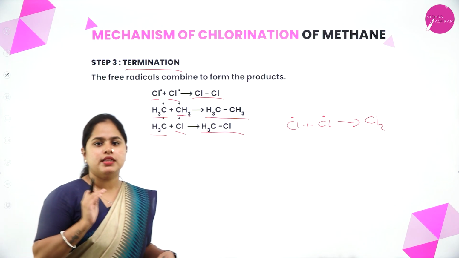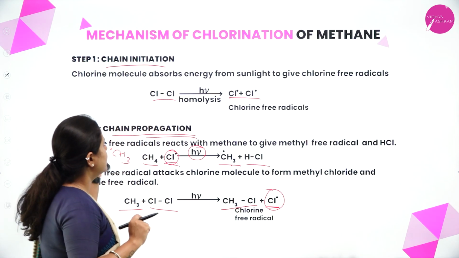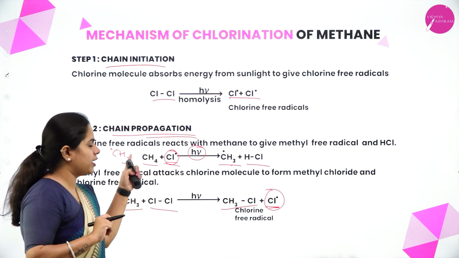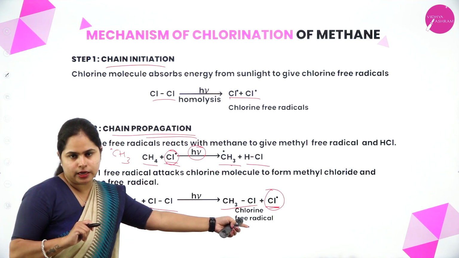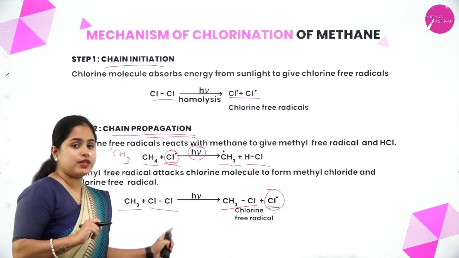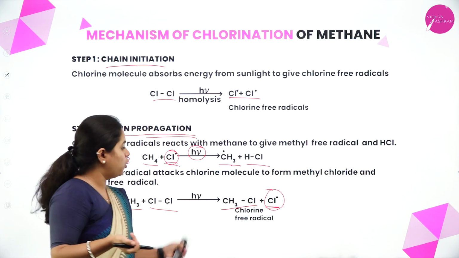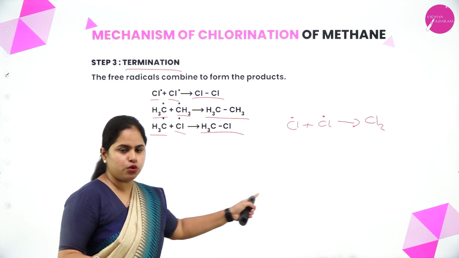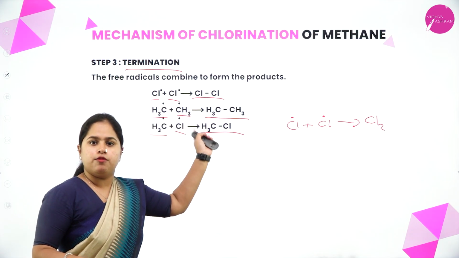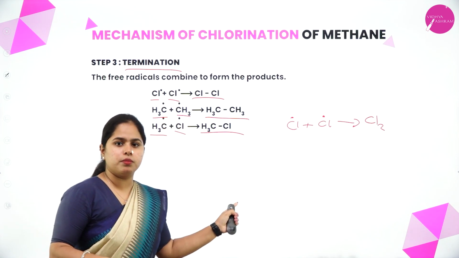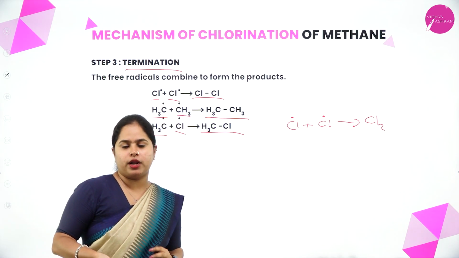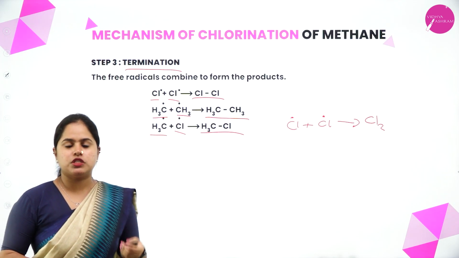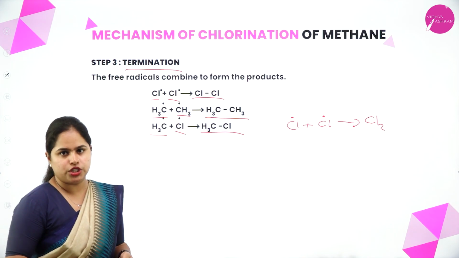So I hope the mechanism is also clear. The first one is chain initiation, where the chlorine free radicals are formed. Then the chlorine free radical reacts with methane and forms methyl radical. Next, the methyl radical reacts with Cl2, a molecule of chlorine, to form chlorine free radical again. Now the chlorine free radicals combine and form Cl2. Methyl radicals combine and form ethane, and methyl radical and chlorine radical combine and form methyl chloride. So these are the three steps: chain initiation, chain propagation and chain termination. This is the first chemical property, halogenation.